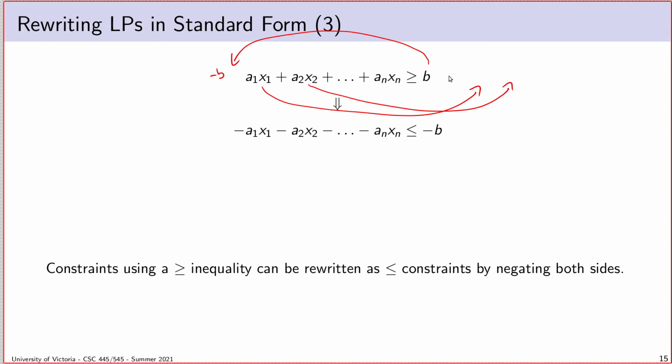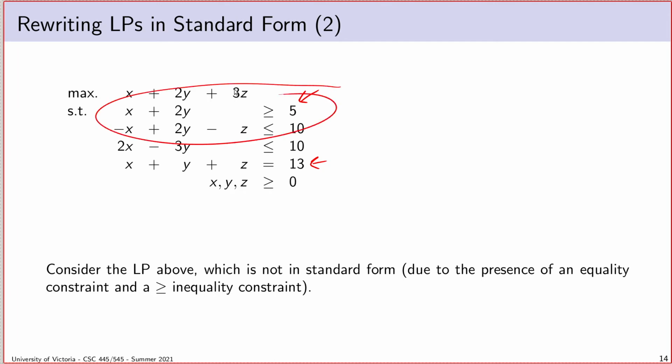So you'd get -b is greater than or equal to -a1x1 minus a2x2, and then you have a constraint arranged so that it's a less than or equal to. Fundamentally, what you're really doing is just multiplying everything by -1, but if you want to justify that algebraically, you're just moving every term to the opposite side of the inequality. So we can convert a greater than or equal to into a less than or equal to by multiplying everything by -1 and then flipping the inequality. Okay, so now that's sorted out.